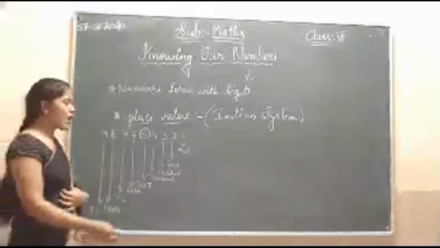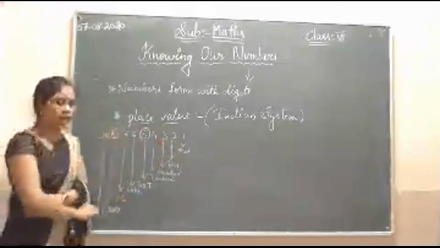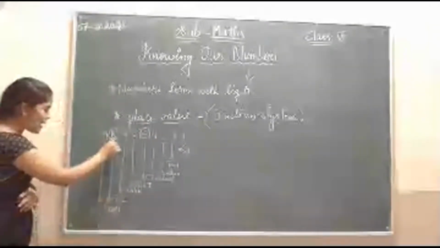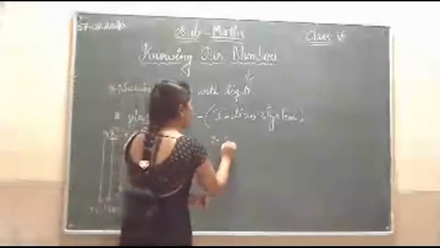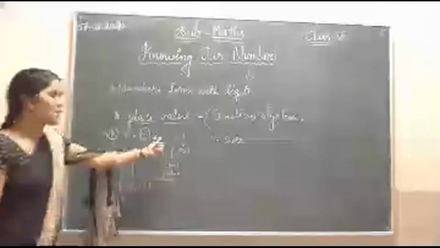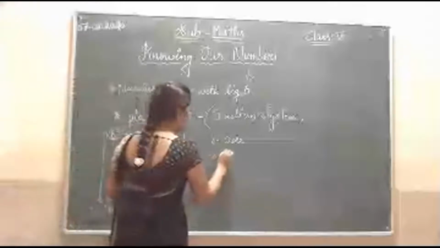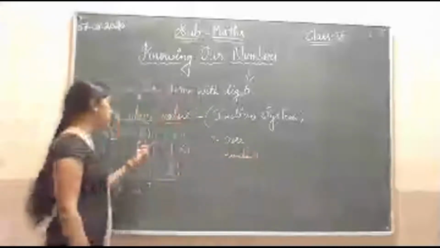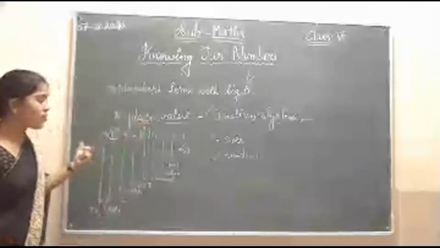Okay, students? Now the place value of 8. We want the place value of 8. So here the place value of 8 is crore. Okay. Next, we want the place value of 3. The place value of 3 is 100. Okay, like this we will see place values of numbers in the Indian system.